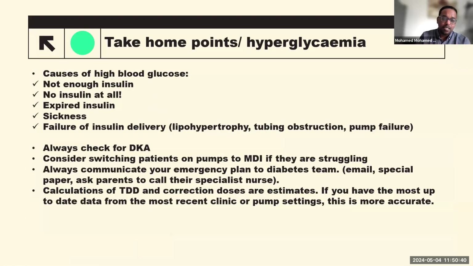The take-home points: causes of high blood sugar are not enough insulin that they're having, no insulin at all, expired insulin. Think about that, especially if patients are having pumps. The insulin cartridge in the pump needs to be changed, and the pen as well, needs to be changed every 3 days. And if it's been more than 3 days, whatever insulin is being given is ineffective or less effective.